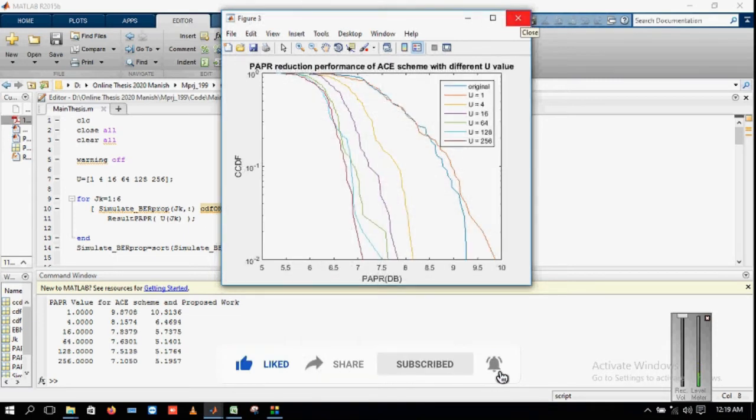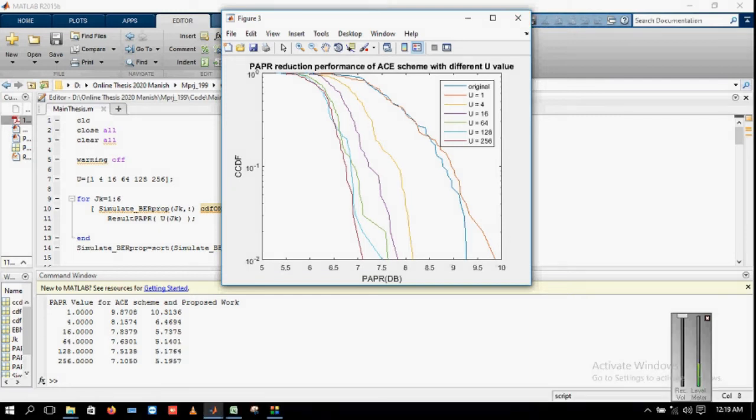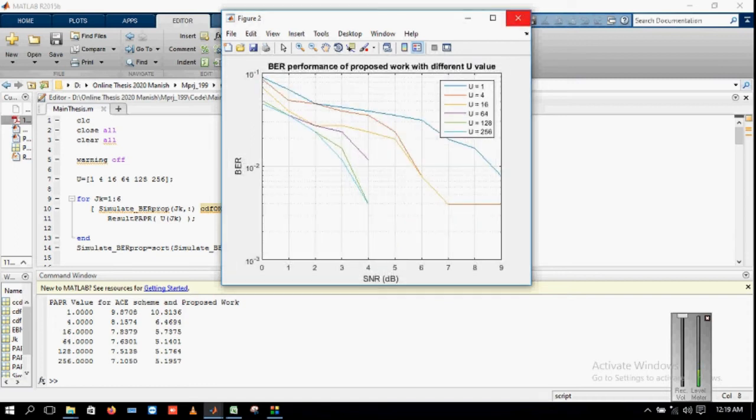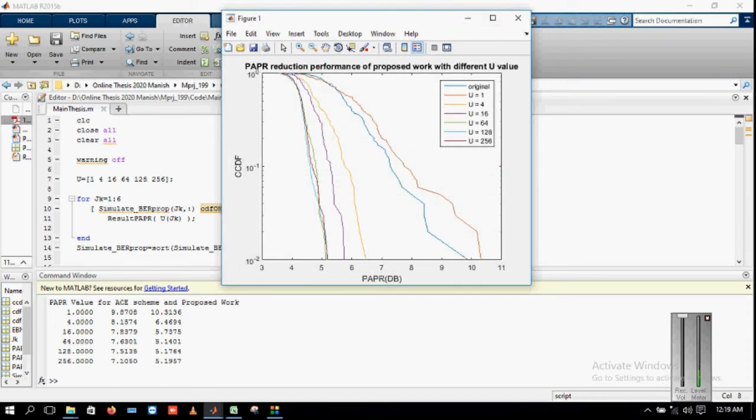as you can see, the original PAPR was around 9.5, but the proposed one that we have achieved is nearly 7 point something, with the ACE scheme only, right? The proposed model that we have implemented is giving around 5.2 PAPR.